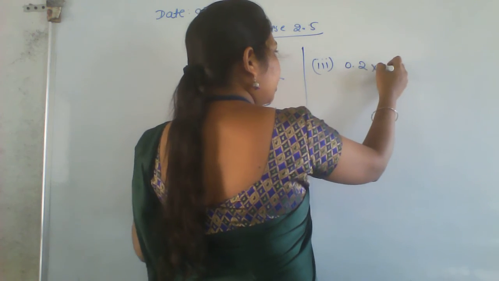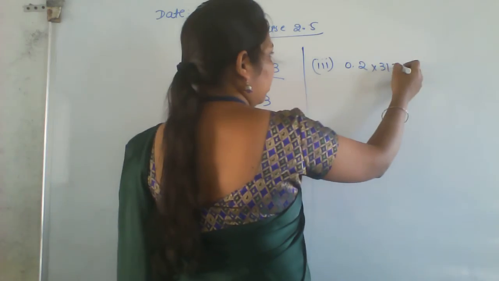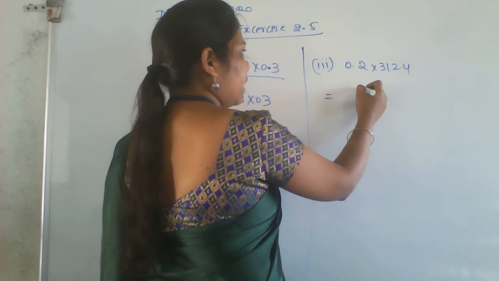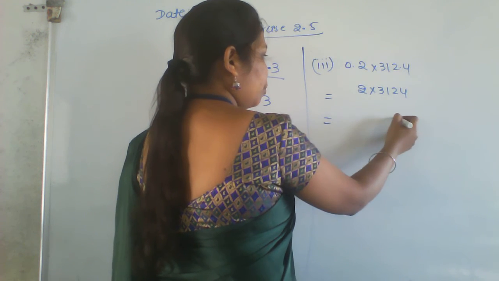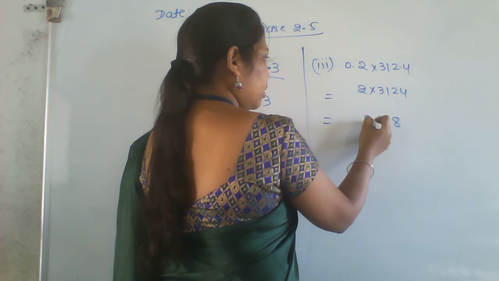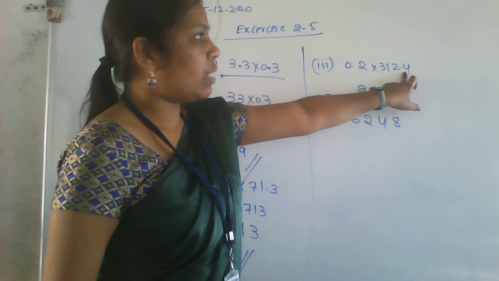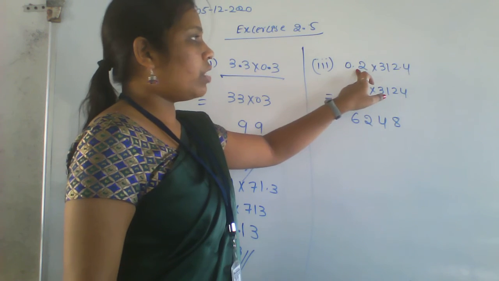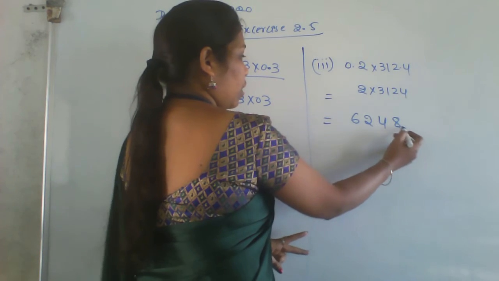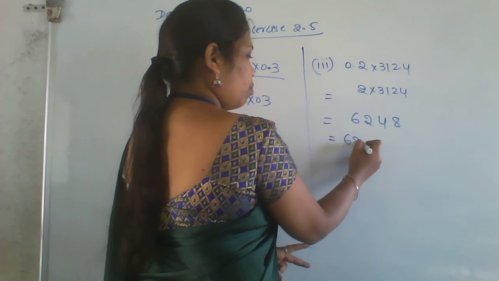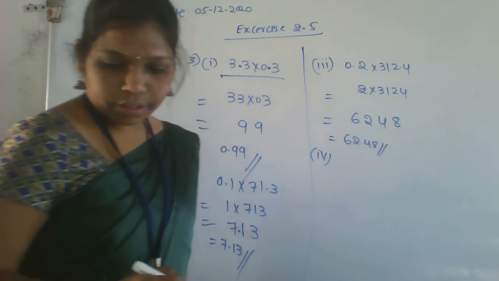0.2 into 3124. Sorry, 0.4 is there. Okay. So multiply now. 2 into 3124. 2 4s are 8, 2 2s are 4, 2 1s are 2, 2 3s are 6. Here also one number. Count. After one number decimal point is there. Here also after one number decimal point is there. How much? 2. So count here 2. 1, 2. Answer is 62.48 is the answer. Okay.